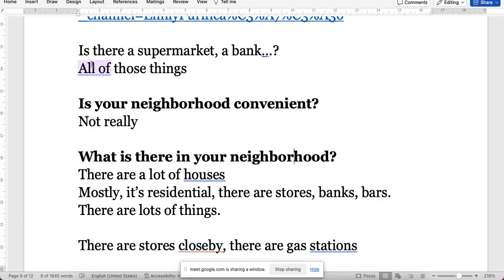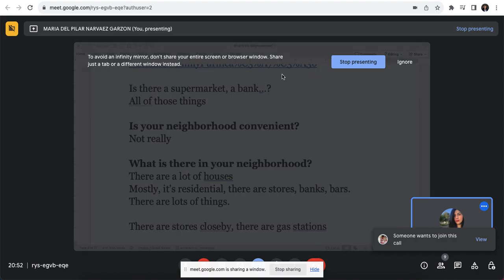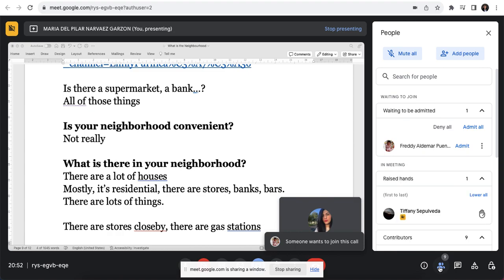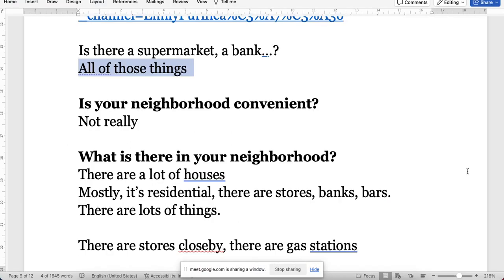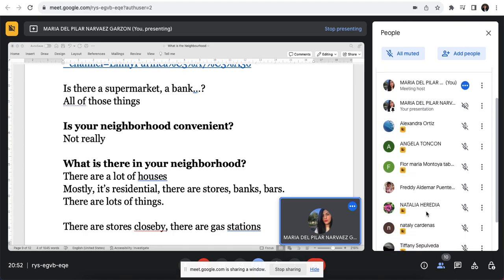Y ella menciona varias cosas. All of those things. Pronunciación. All of those things, okay? Si alguien quiere pronunciar aquí conmigo, puede repetirla, all of those things. Who wants to repeat? ¿A quién le gustaría decirlo? All of those things. Perfect. Wonderful. Nice. Hi, Freddy.